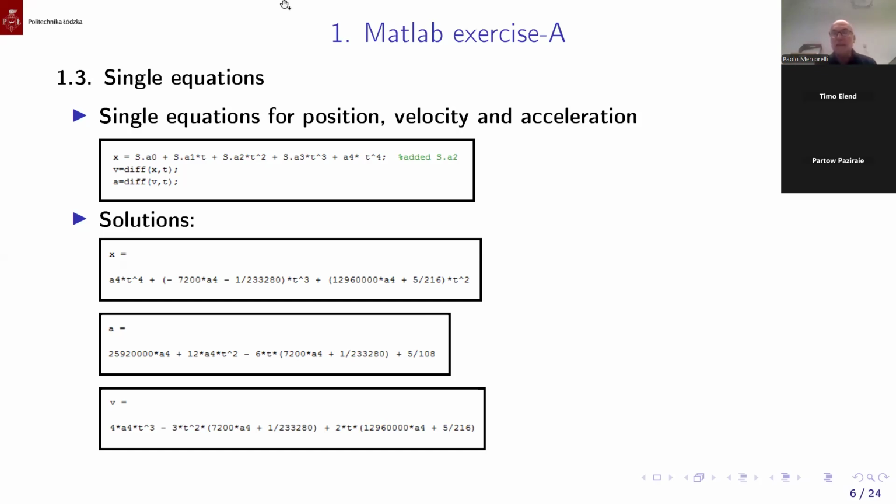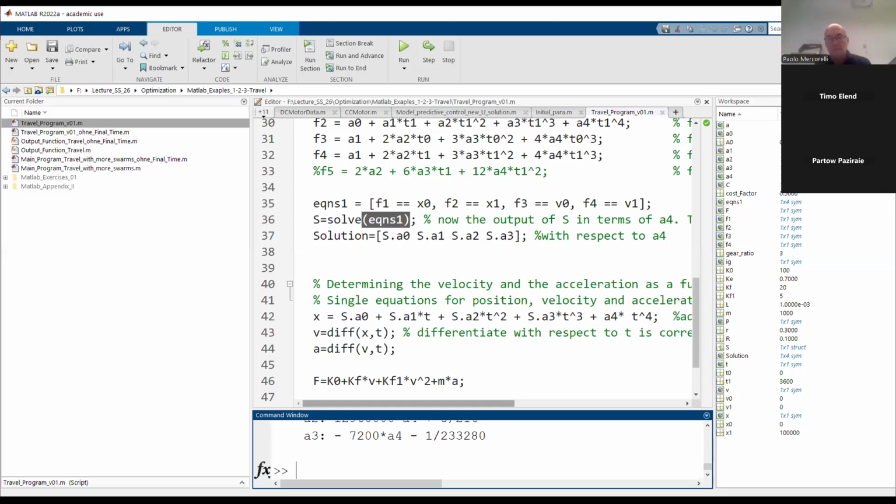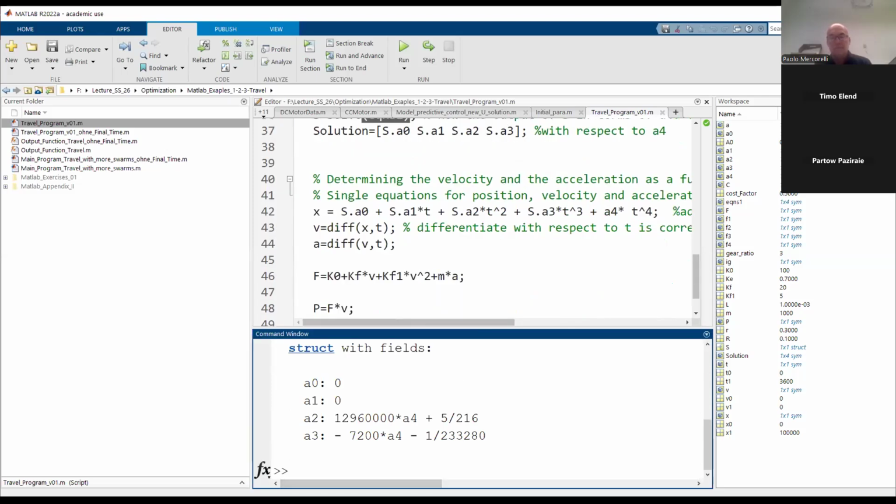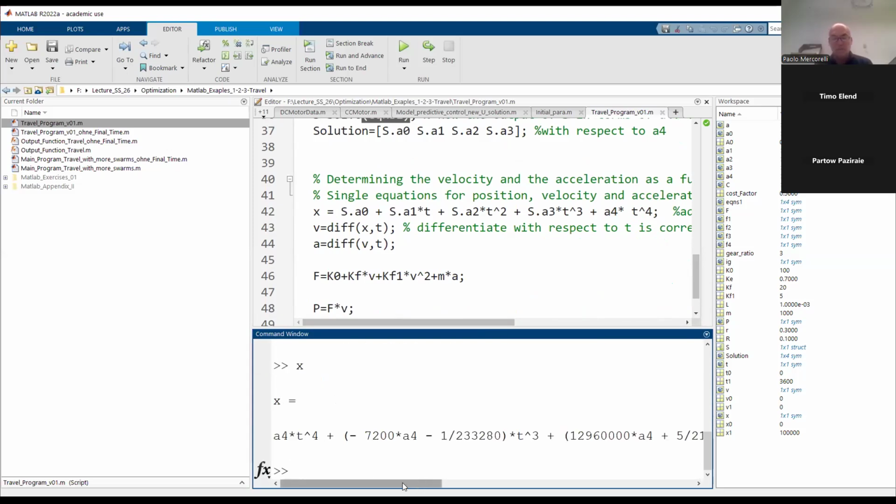Let me switch on the program. It would be nice to show you. Look, x is exactly what I told you. Everything is a function of A4, in the sense of the coefficients of the polynomial. The polynomial is in time.